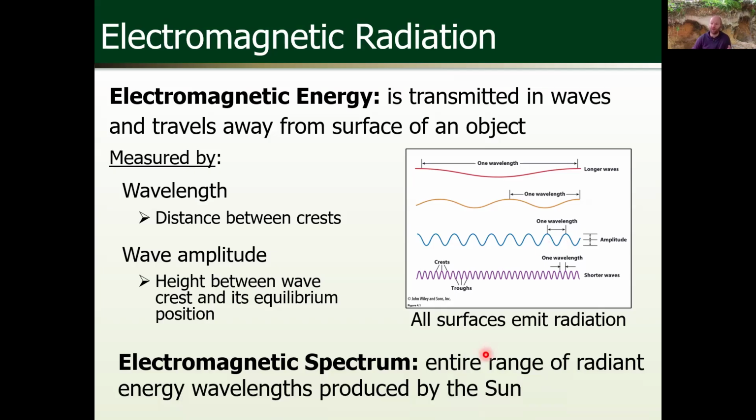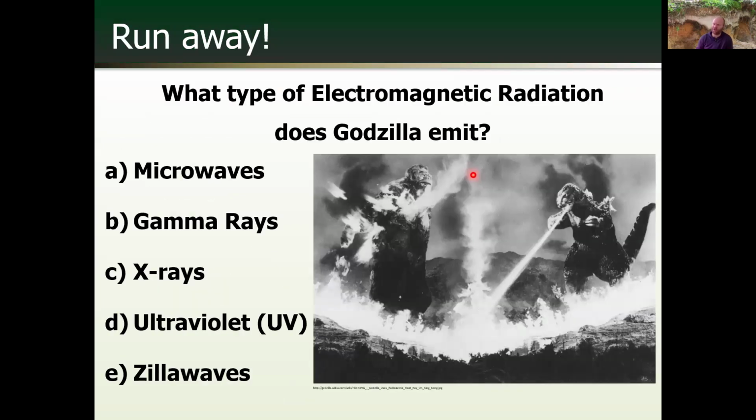Here, the spectrum is the entire range of radiant energy produced by the sun. The sun produces an incredible amount of energy in many different forms, which we'll separate by wavelength.